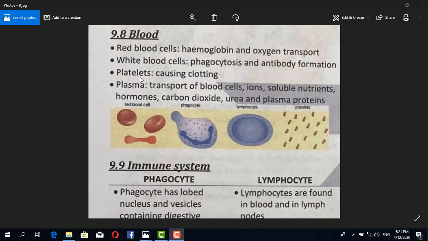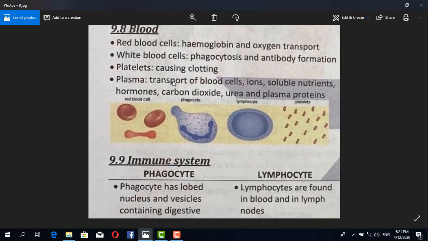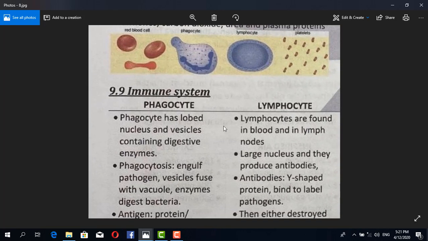Also the platelets, which cause clotting, the accumulation of the blood in a certain place, especially in wounds, when you get a scratch, or to prevent bleeding, and the plasma, which actually contains the transporter of blood cells, ions, soluble nutrients, hormones, carbon dioxide, urea, and plasma proteins.